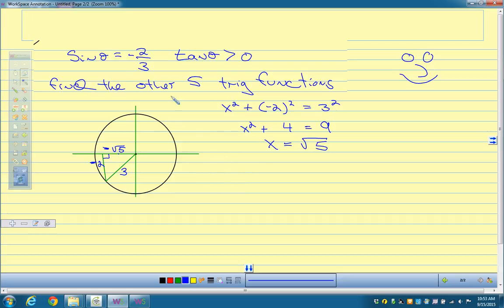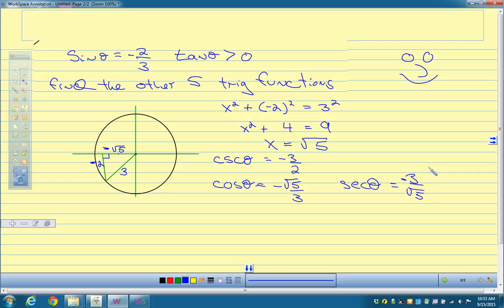So sine we already got is negative 2 over 3, so I can flip that over to find cosecant. So what's cosecant? Flip that over. Negative 3 over 2. The negative could stay up top. And I'm going to look for cosine theta, which is this over this. So that's negative root of 5 over 3. And I'm going to find its reciprocal, secant of theta, which is negative 3 over the square root of 5.